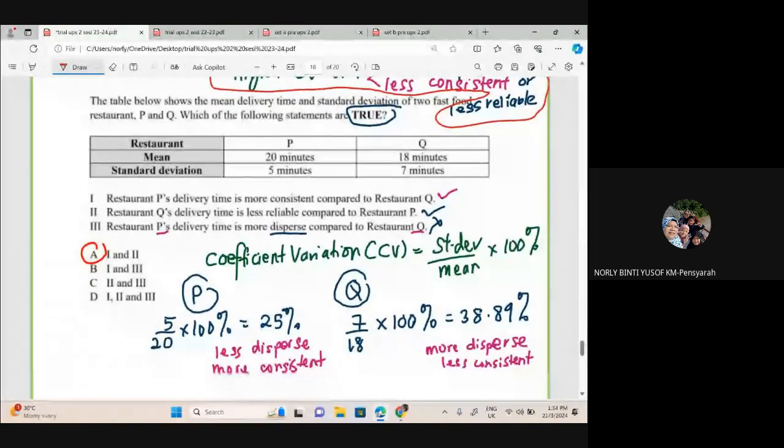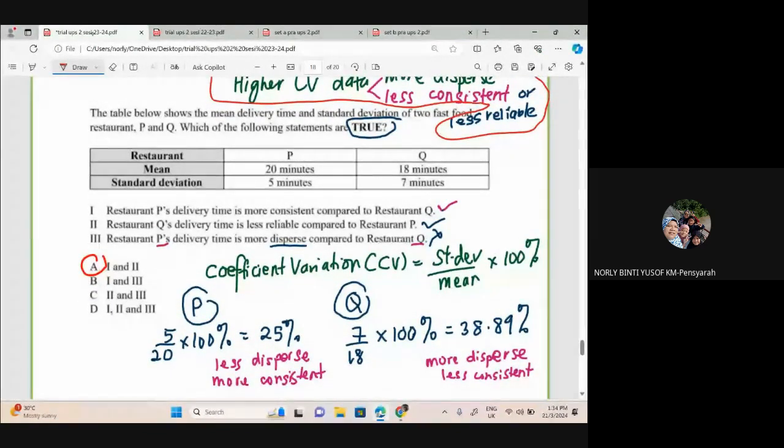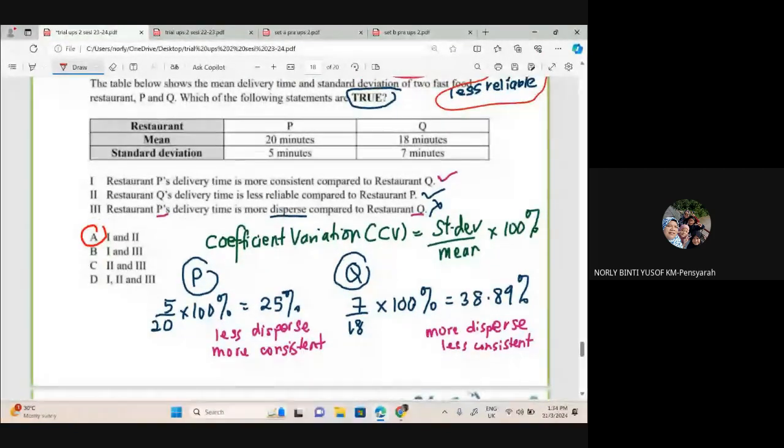Okay, so tengok kat sini dia bagi 2 restoran dan dia tanya which statement is true lah. Ada restoran P dengan Q. So you kena kira lah coefficient CV tu. You kira lah dapat 25%, dapat 38.89. So you nampak lah yang tinggi CV adalah restoran Q. So dia lagi dispersed dan dia less consistent dengan less reliable lah. Kalau you nak tambah kat sini kan, since Madam dah bagi tahu konsep dia. So yang ini less dispersed sebab kurang CV dia tapi dia lagi konsisten dan dia lagi reliable, more reliable.